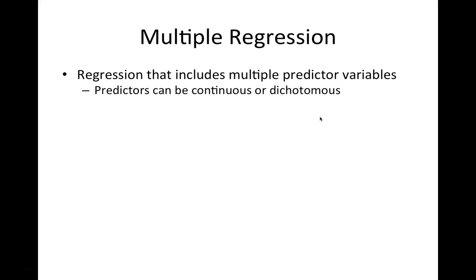So multiple regression or multivariate linear regression is the same thing, but it's a regression that includes multiple predictor variables. In this situation, predictors can actually be continuous, so these interval or ratio variables, or they can be dichotomous variables. So for example, gender or biological sex, in which we only have 2 levels of that variable, male or female.